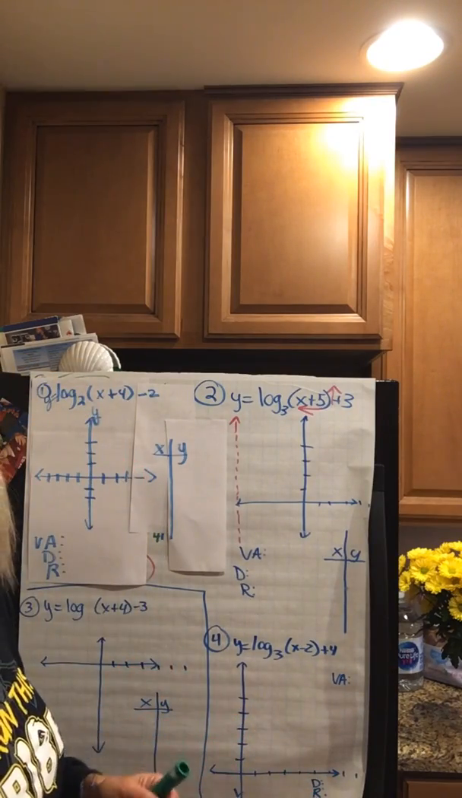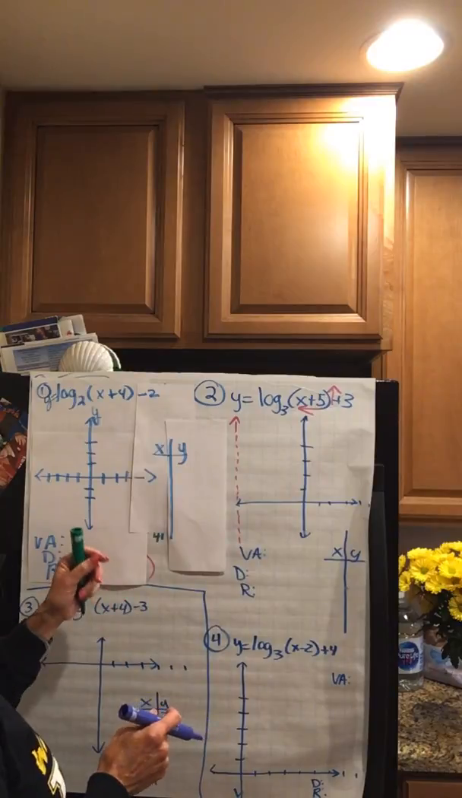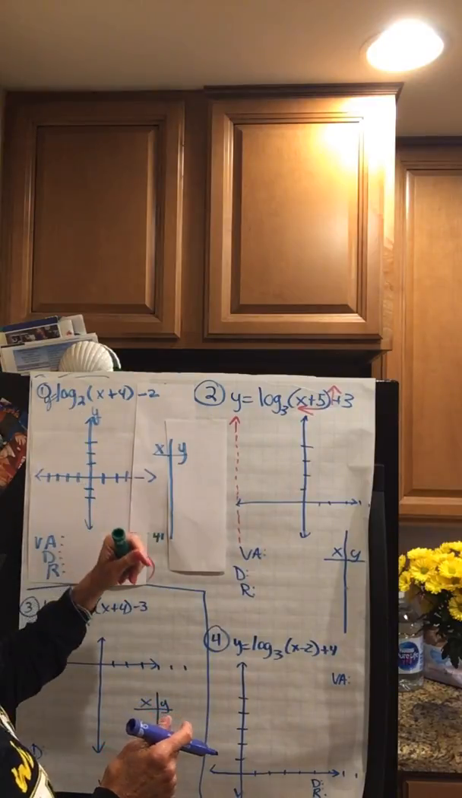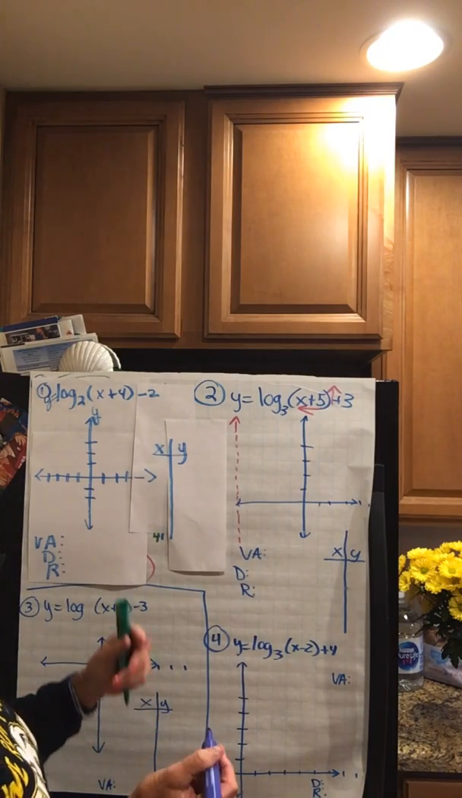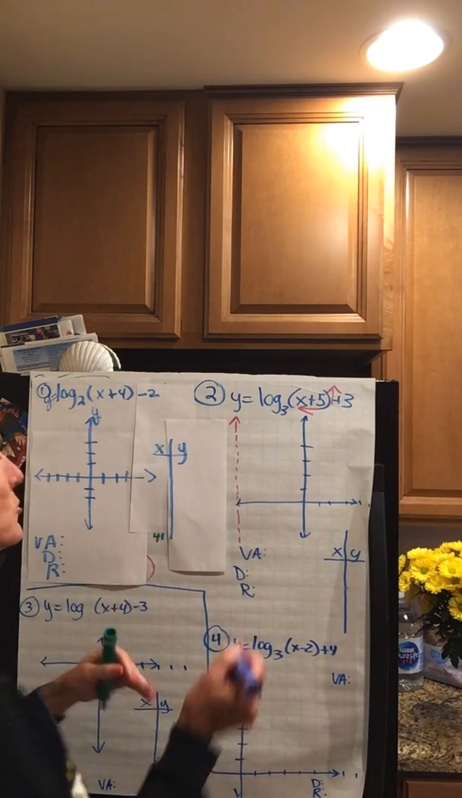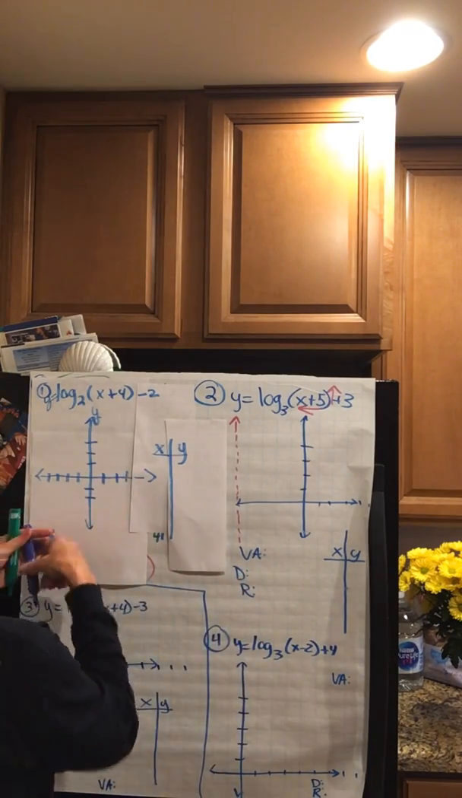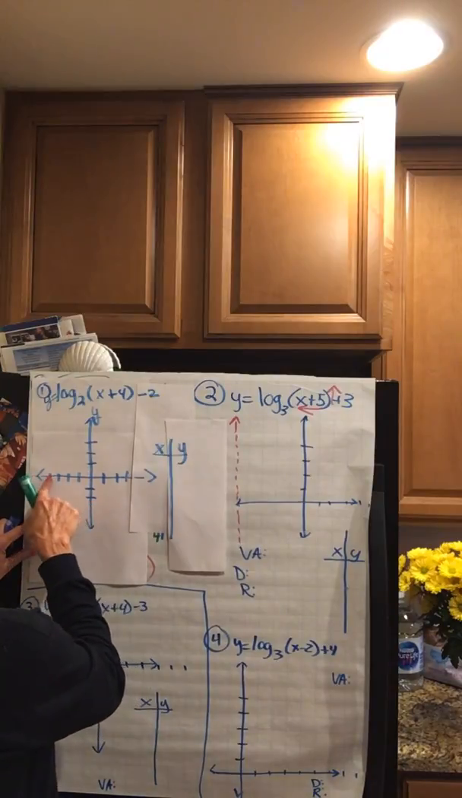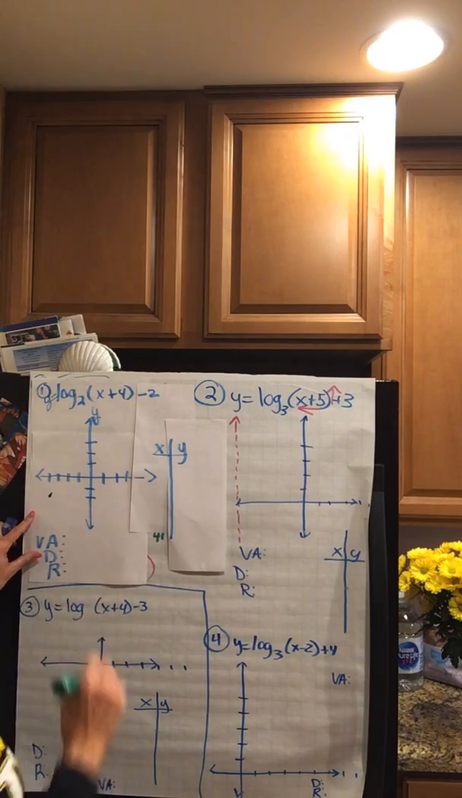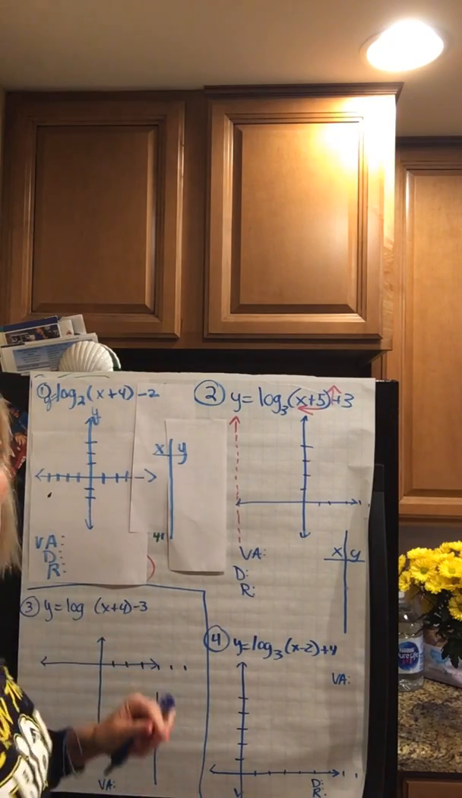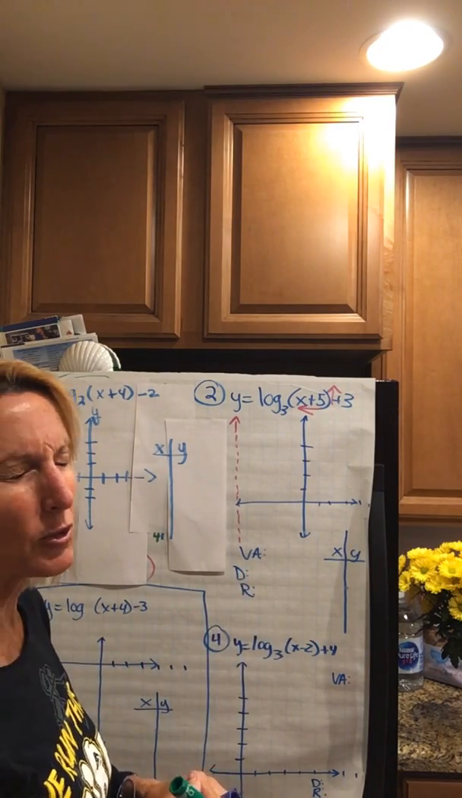So from today's homework, we have log base 2 of x plus 4, minus 2. So the first thing I'm going to do is make my transformations. I'm going to go left 4, down 2. So if I go left 4, 1, 2, 3, 4, down 2, this would be my new fake origin. And I'm only going to draw my vertical asymptote.